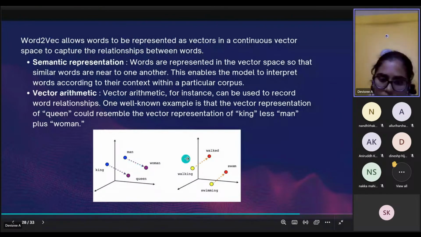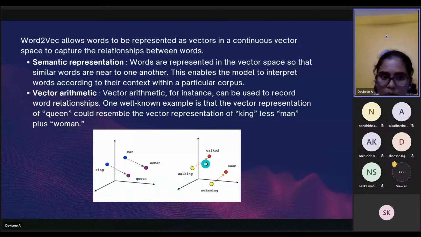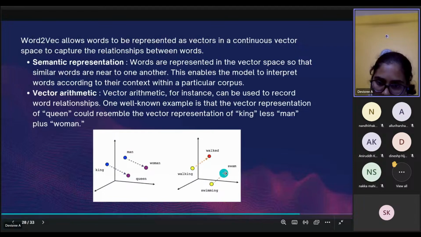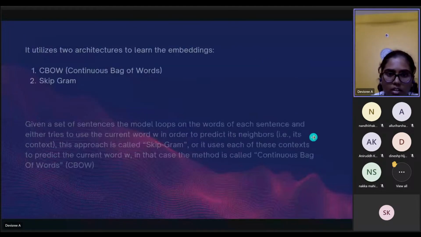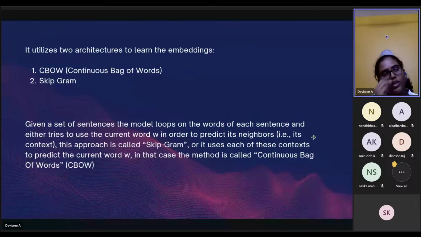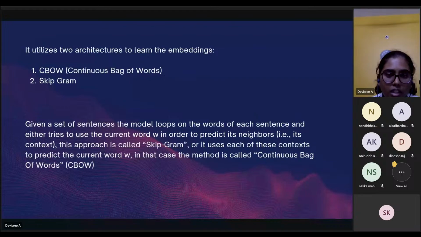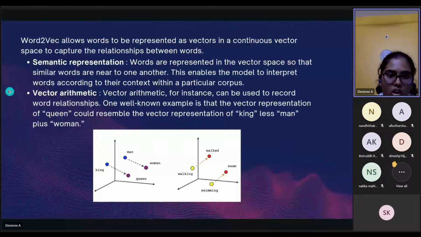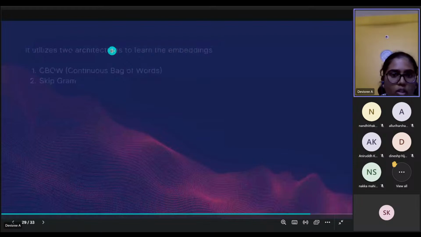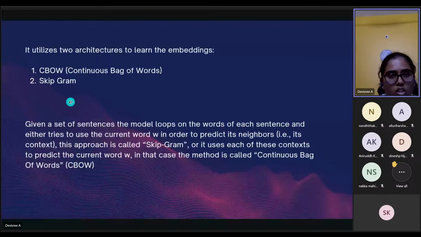In this case, you can see walking to walked. This word relationship represents present tense to past tense. Swimming to swam. These two are essentially the same vectors. So for word-to-vec, there are 2 architectures which it uses to learn the word embeddings. These are the representations of it. But to actually learn these word embeddings, there are 2 architectures. The first one is CBOW, continuous bag of words, and the second is skipgram.